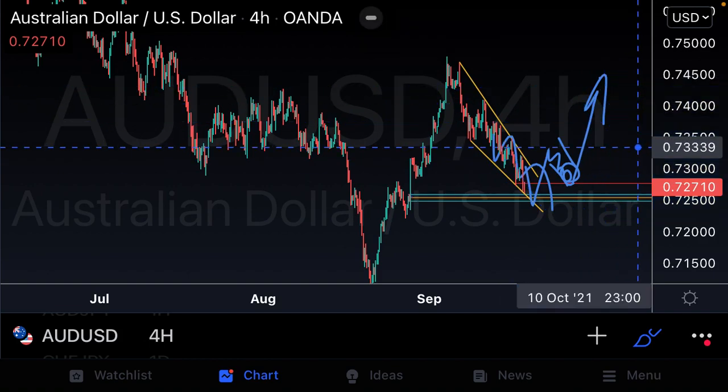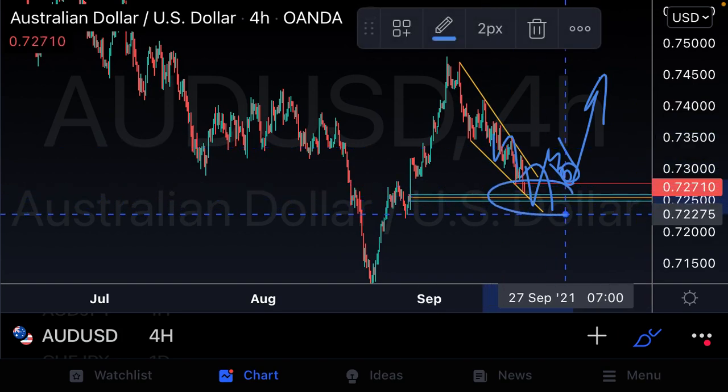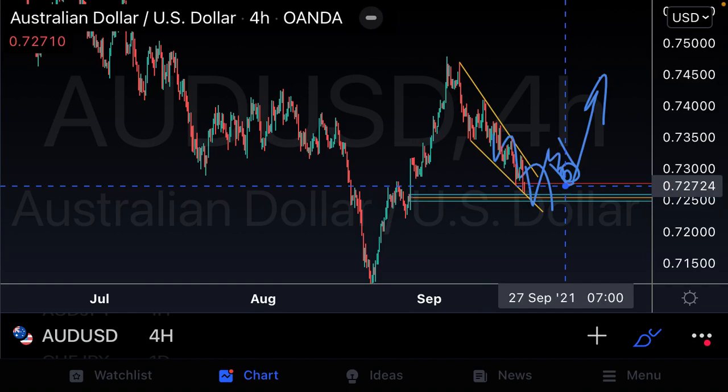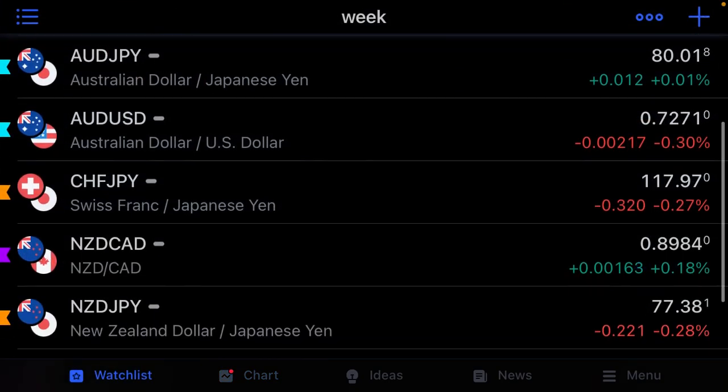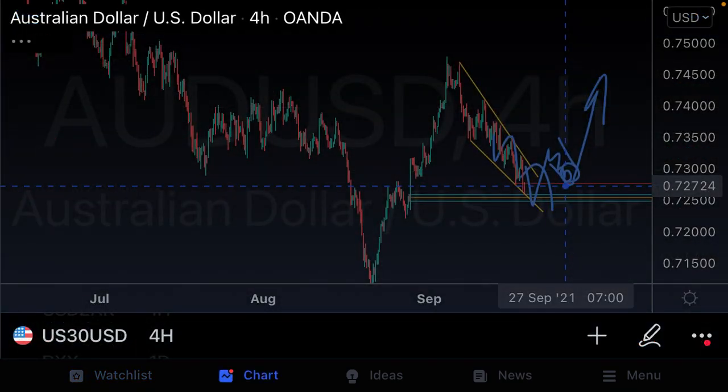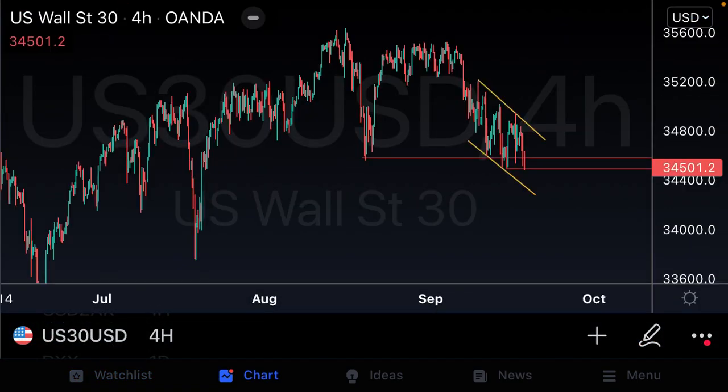We are close to our point of interest, and what we need to wait for right now is for prices to react from this point of interest and then obviously provide an entry signal. So guys, that's our beautiful setup on AU. Let's go over to US30 and just have a look at what we see here.